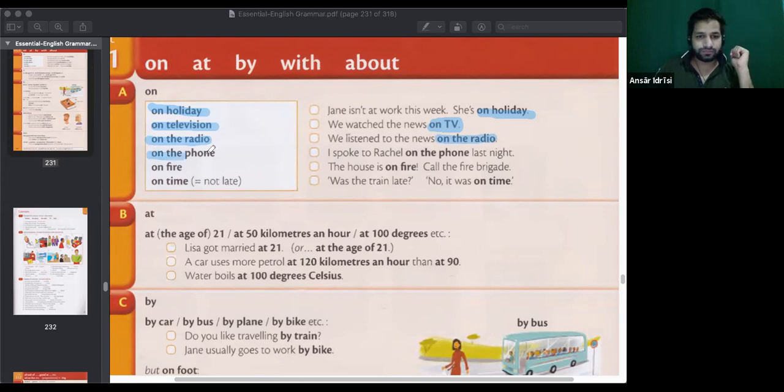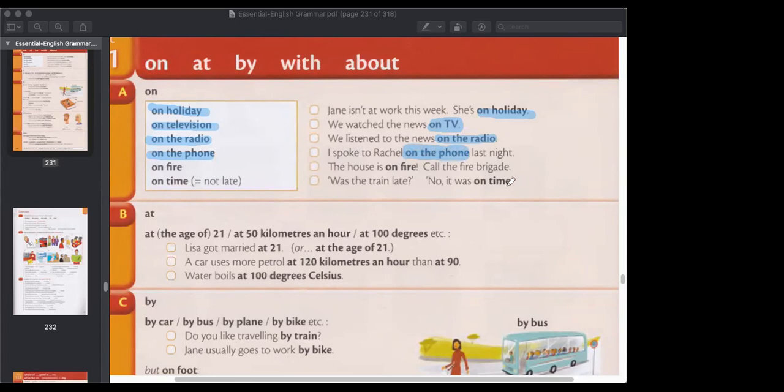Same case on the phone. Phone pay. So phone is also an activity, kind of. For example, I spoke to Raquel on the phone last night. So I spoke to Raquel on the phone last night means what? Ultimately, phone is what? An activity. Is this a place? Is phone a place? No, no. Phone is not a place. It is an activity.